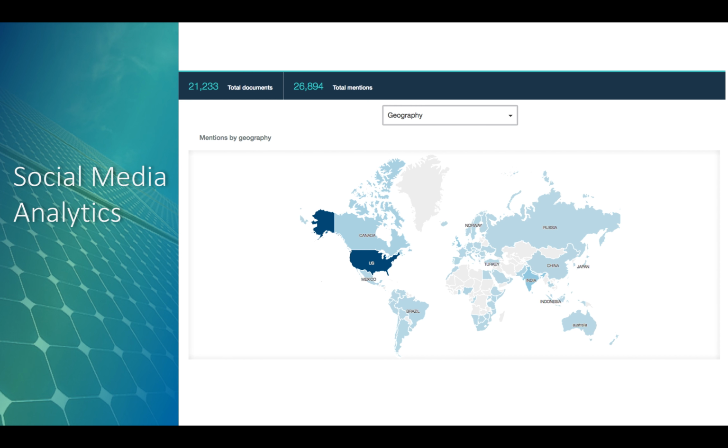So when we began this analysis, we really weren't sure where to start. We knew that we wanted to evaluate solar energy and the general talk around that, but we weren't sure what country was leading the charge. So to answer this question, we relied on Watson's social media analytics.